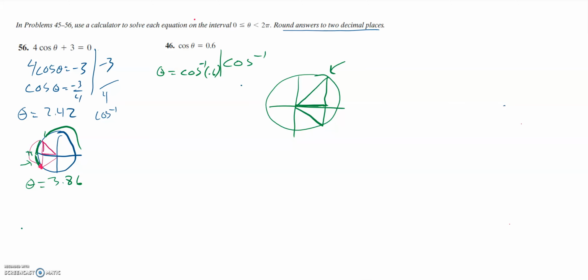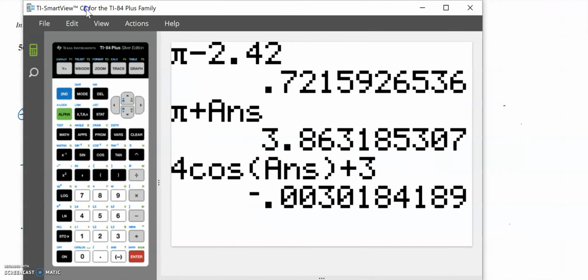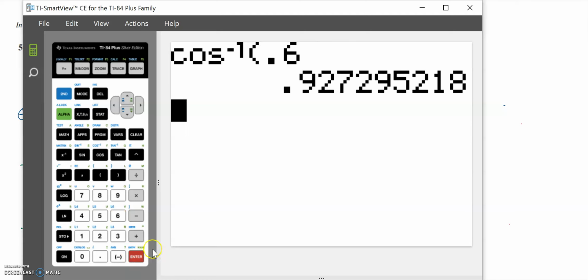So the calculator will say, okay, let me clear off this stuff. Try it again here. And we'll do cosine inverse of 0.6. Okay, and we're going to get, like I said, about 0.92.